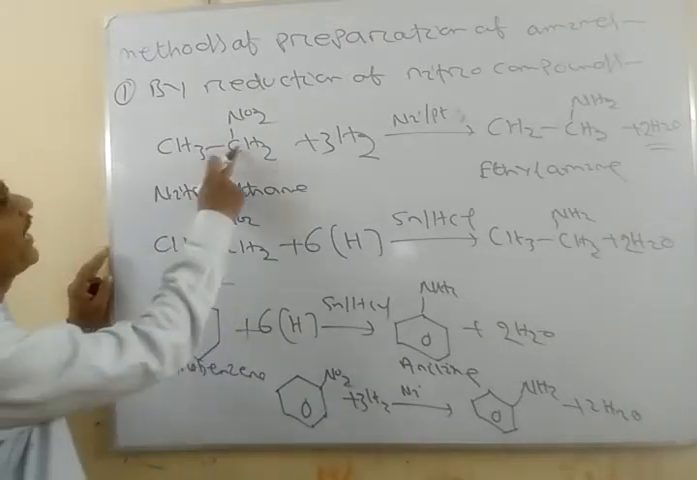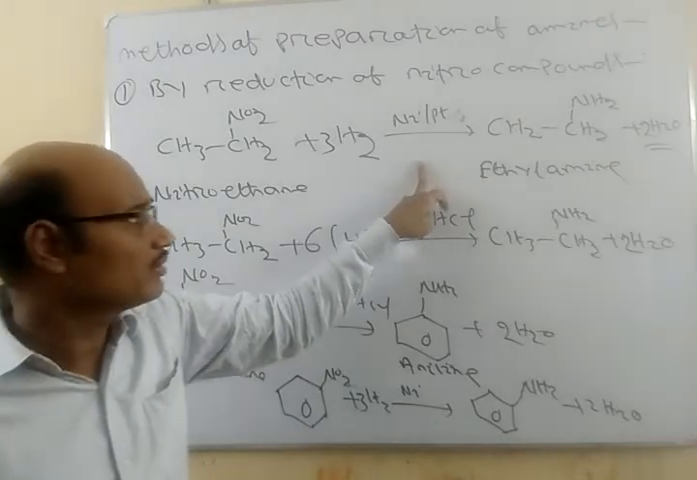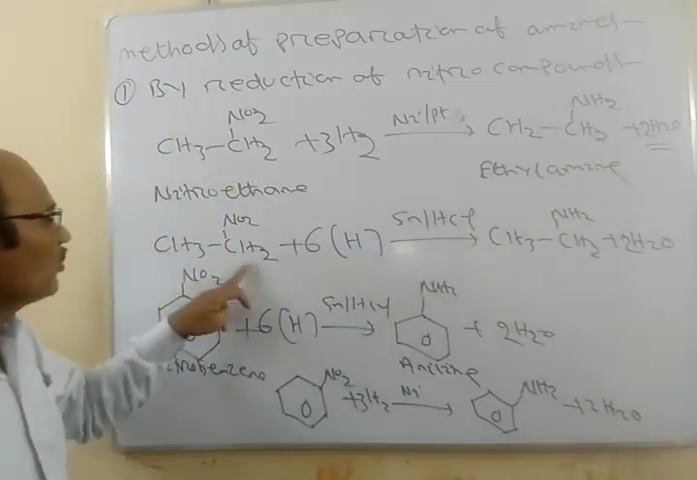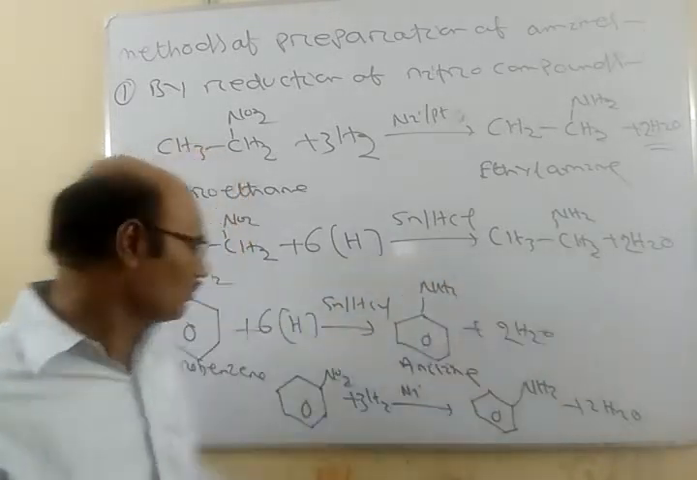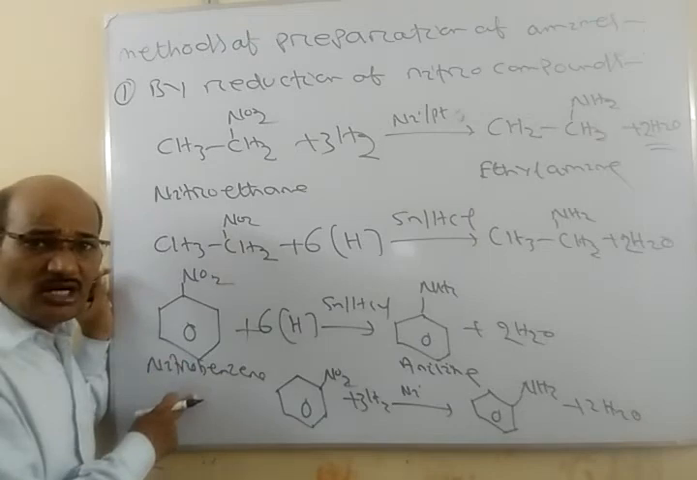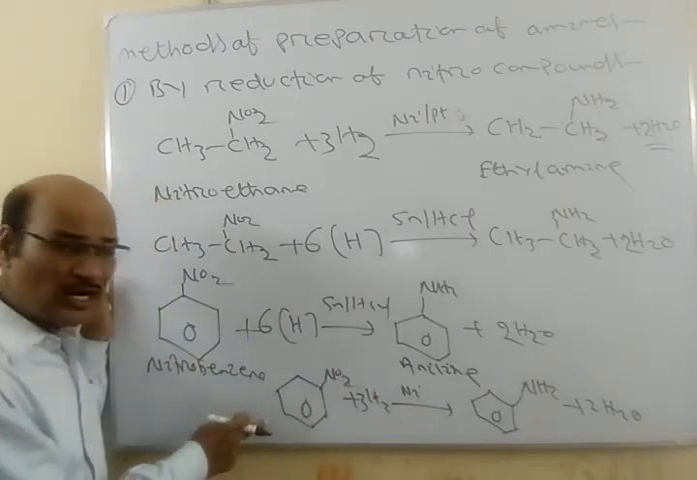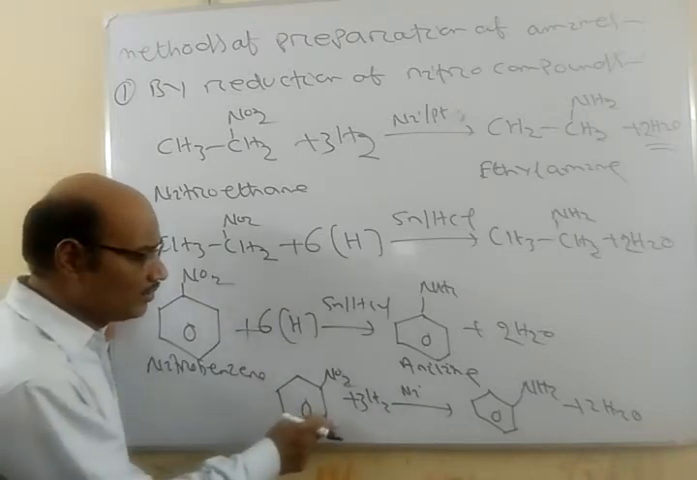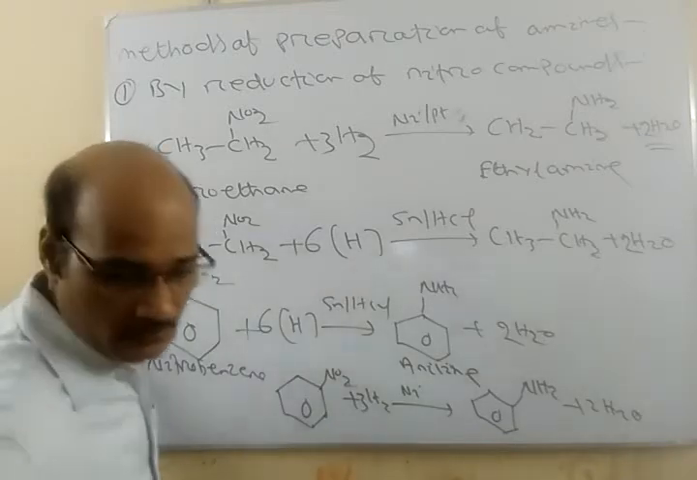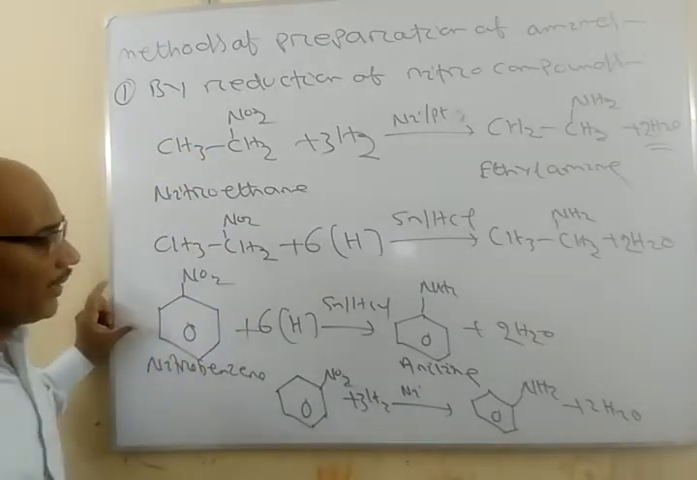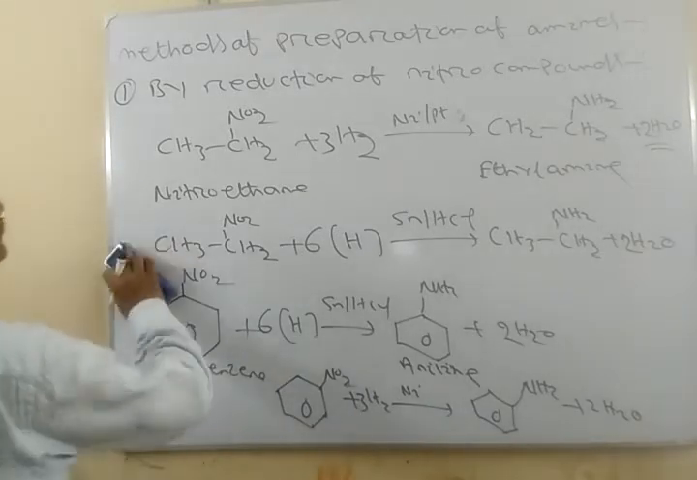Here you see, when nitroethane undergoes reduction with nickel or platinum, I am getting ethyl amine. Or when nitroethane undergoes reduction with Sn/HCl, then I am getting ethyl amine. Or when nitrobenzene undergoes reduction with Sn/HCl, then aniline is formed. Or when nitrobenzene undergoes reduction with H2 and nickel, then also aniline is formed. So this is how we can prepare amines from nitro compounds. Clear?